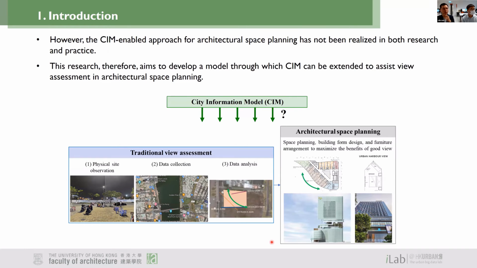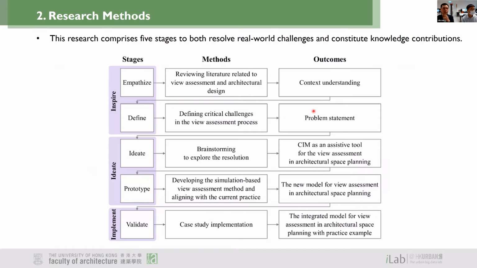To answer this question, this research comprised 5 stages. It started with literature review and discussion with practitioners to understand the current practice. Then we defined the critical challenges. The third stage was to brainstorm the resolution, which was to develop a CIM-enabled view assessment model. The fourth stage was mainly about developing CIM as an assistive tool. Finally, the proposed model was validated and improved through a real-world case study implementation in Hong Kong.